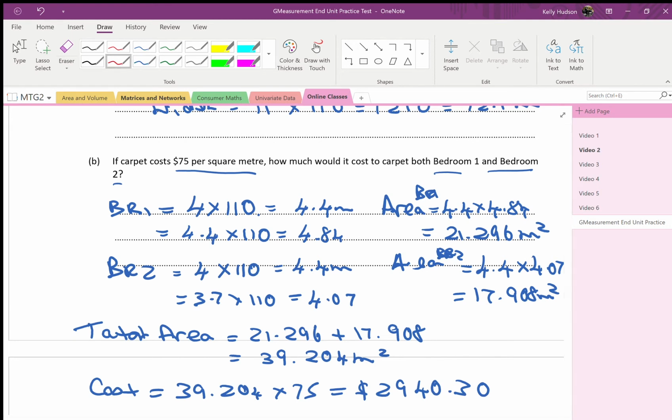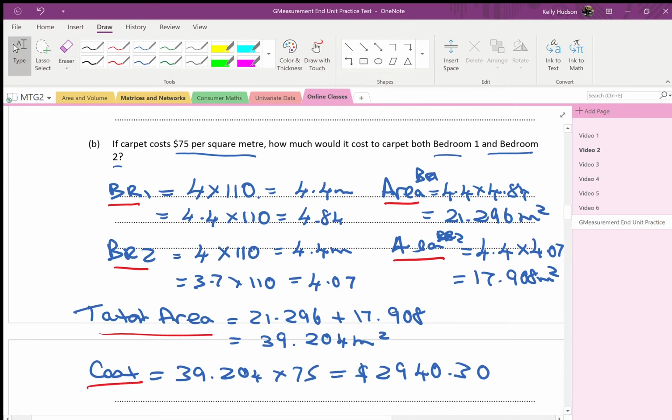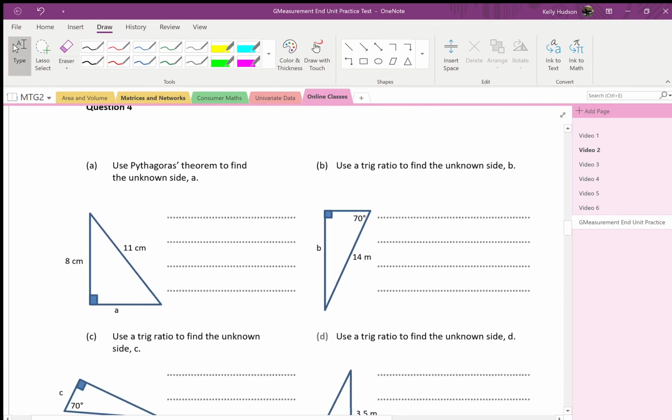So I work out my 2 areas. First of all, I do my bedroom 1, then I do my bedroom 2. I work out the area of each one of those bedrooms. So I do my dimensions, then my areas, I do my total area, and then I work out my cost. So they're the steps that I work through to calculate the cost of carpeting the bedroom. Alright, so that's pretty well finished with our scale.